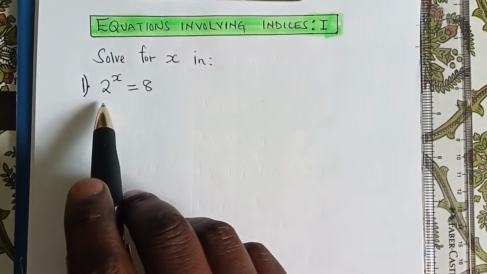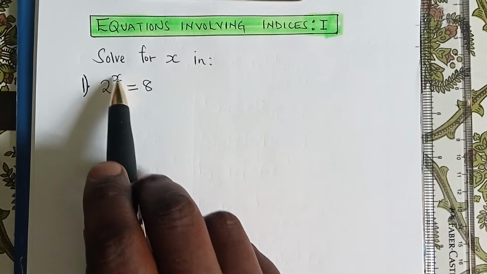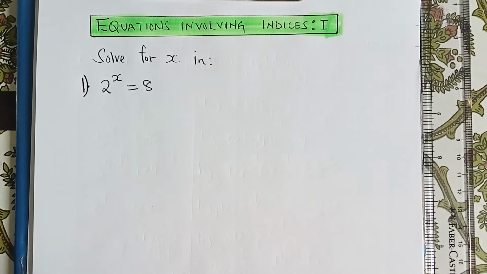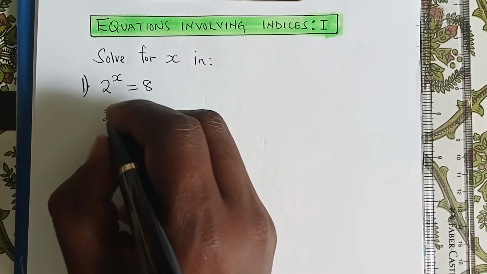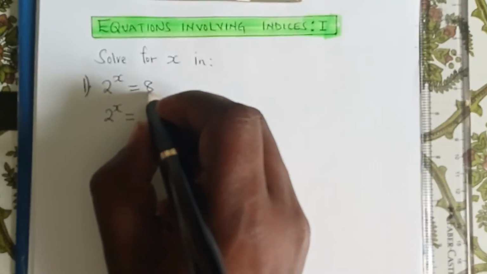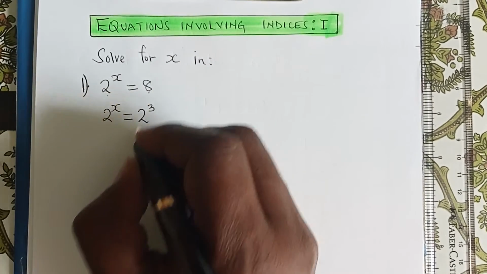Solve for x in 2 raised to power x equals 8. We want the value of x over here. And the solution shall be 2 raised to power x equal to, write 8 to base 2. That is definitely 2 raised to power 3.